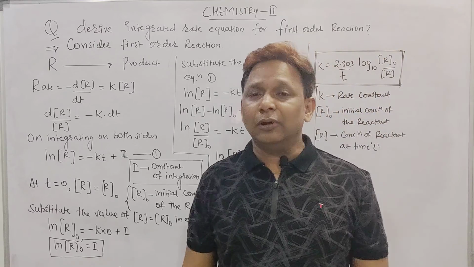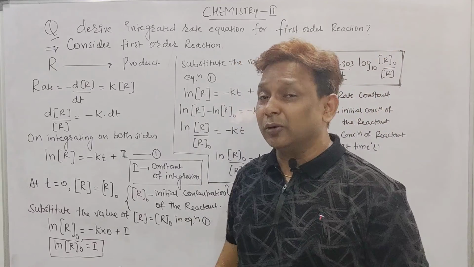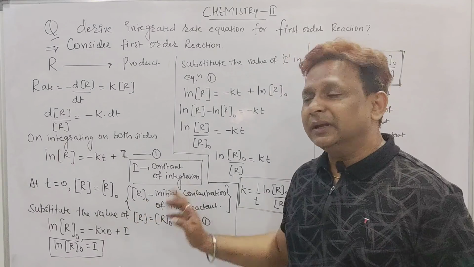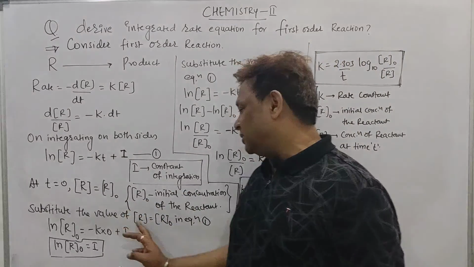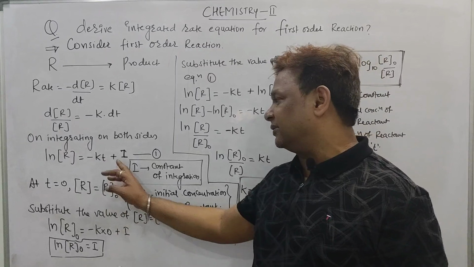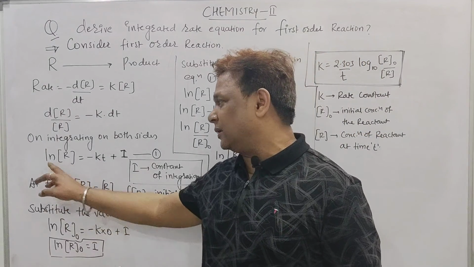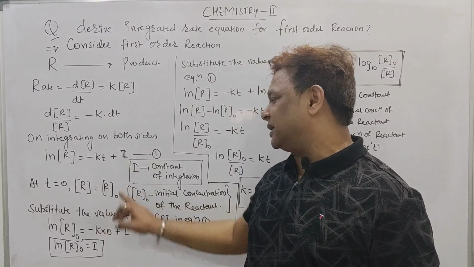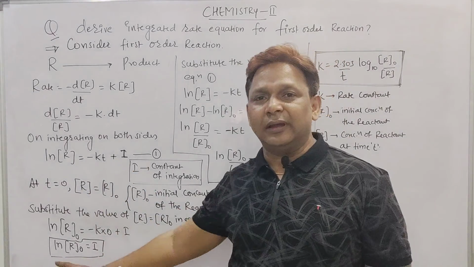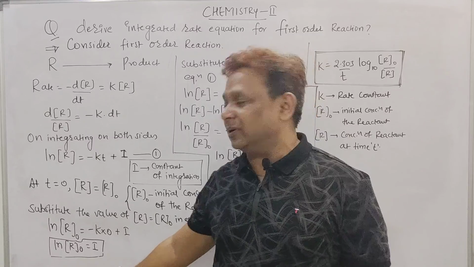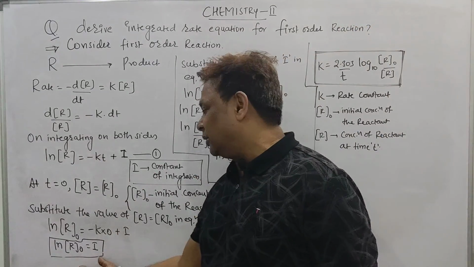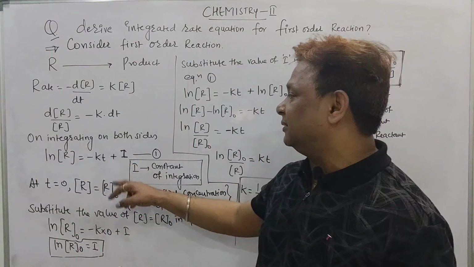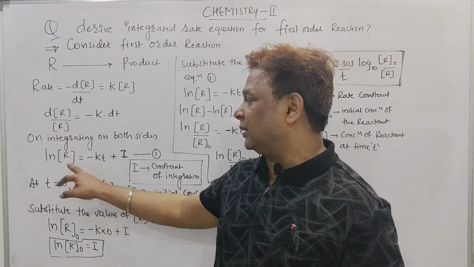But at time t equal to 0, the concentration of R becomes R naught, where R naught is the initial concentration of the reactant. Substitute R as R naught in equation 1. So ln R becomes ln R naught, minus K into t becomes 0, plus I. The value of I is ln concentration of R naught. Now substitute this value of I in equation 1.